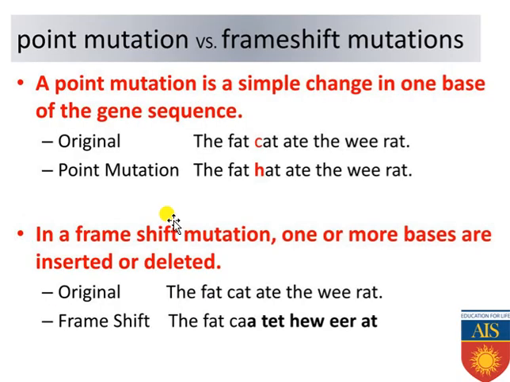Now we will be discussing the mutations present at the DNA level as well as the mutations present at the chromosomal level. What are the mutations? Let's see. First of all, the mutations which can be found at the DNA level or gene level are of two types. One is point mutation, another one is frameshift mutation.